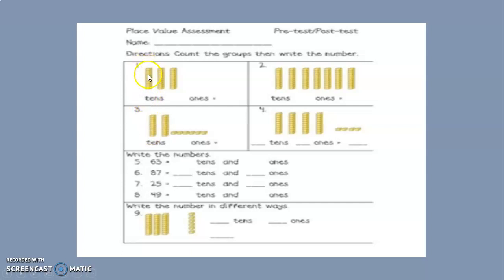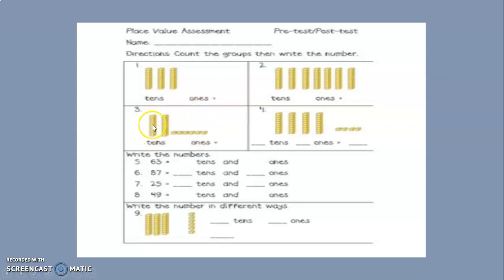number 3. So always remember that one whole row is usually 10. So it's 1, 2, 3, 4, 5, 6, 7, 8, 9, 10. Yes, so it's 10. So right here we have 10. And if you can count them by tens, 10, 20, 30. So you have 30. So what is your number? 3, 0. Okay. Now this one has singles.